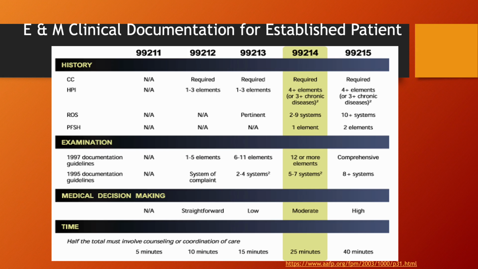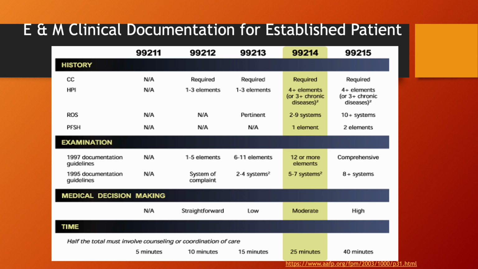So now let's look at how that looks when we think about our EM codes. What does that look like? Remember, we mentioned earlier in this lecture the 99205s and 99213s. This is what we're talking about when we talk about E and M coding.